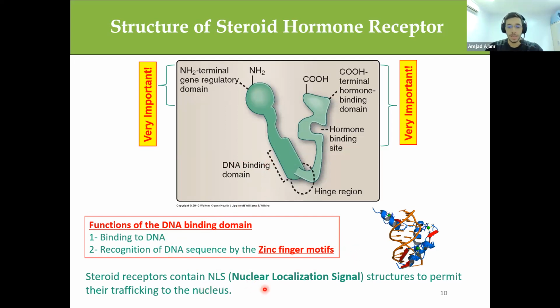Another thing here is the NLS, the nuclear localization signal. Once this receptor is newly synthesized by a ribosome, this NLS will tell the receptor to go to a certain place, for example, to the nucleus. And that's it for the NLS.